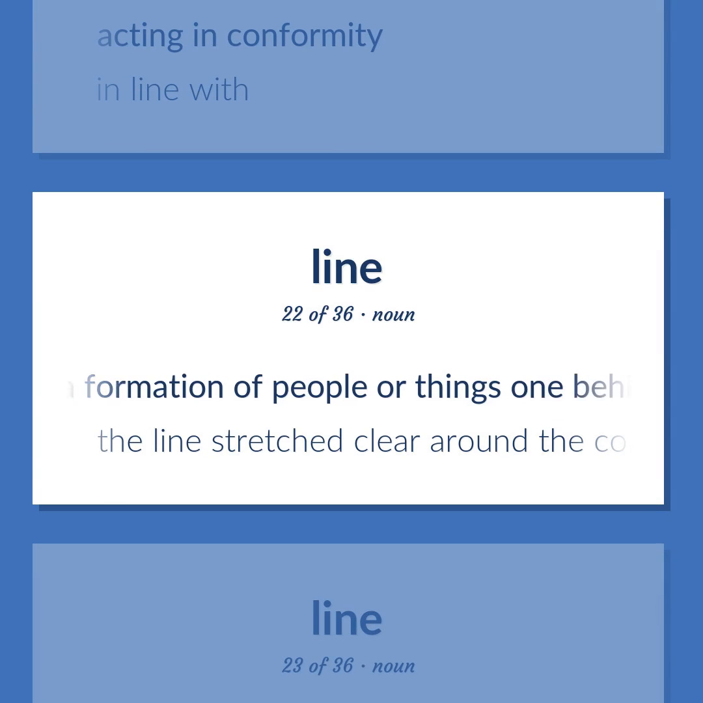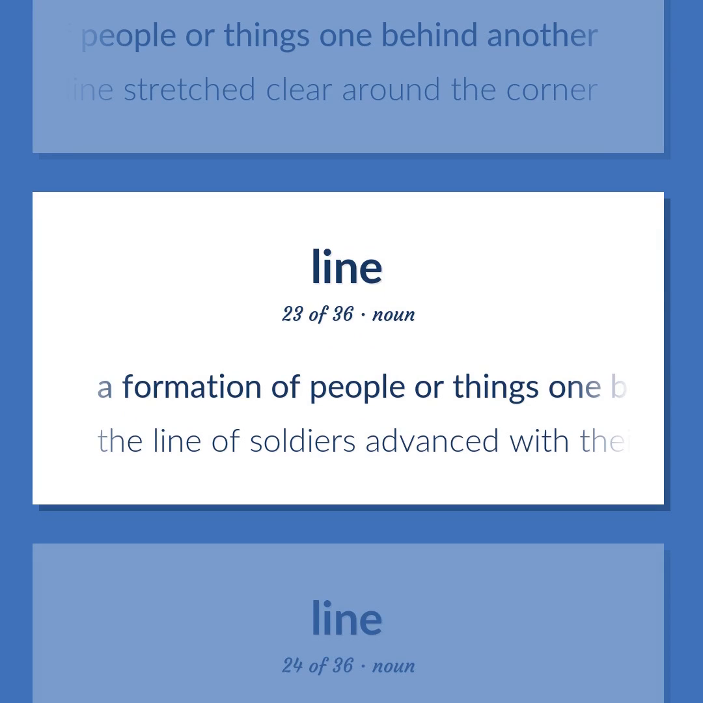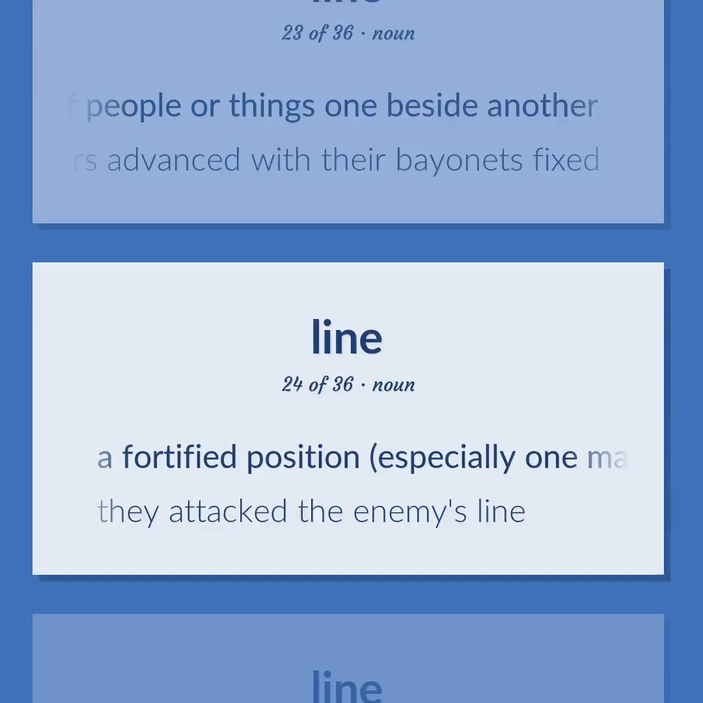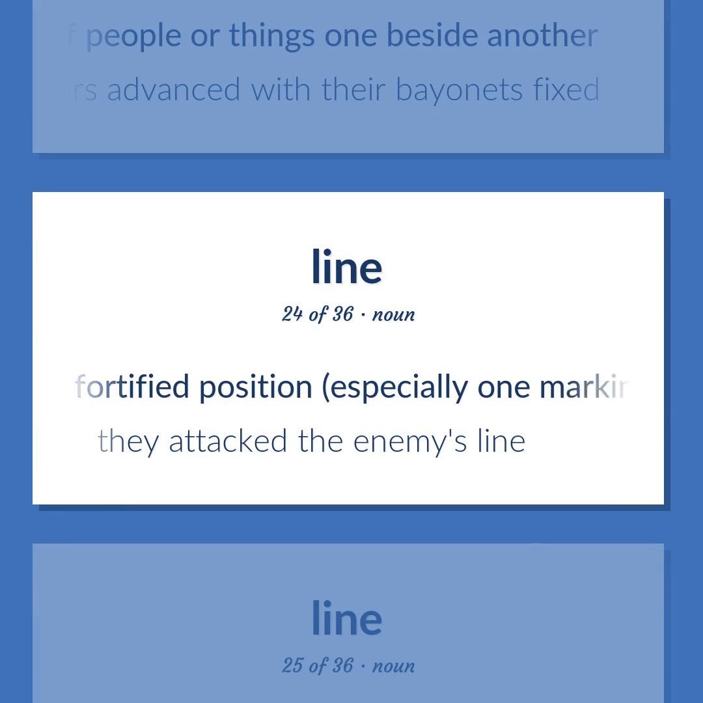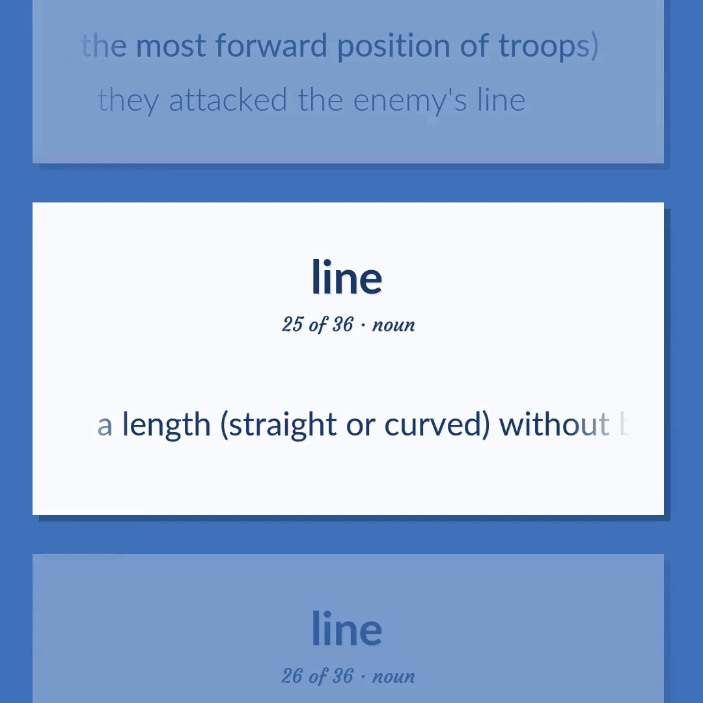A formation of people or things one behind another. The line stretched clear around the corner. A formation of people or things one beside another. The line of soldiers advanced with their bayonets fixed. A fortified position, especially one marking the most forward position of troops. They attacked the enemy's line.